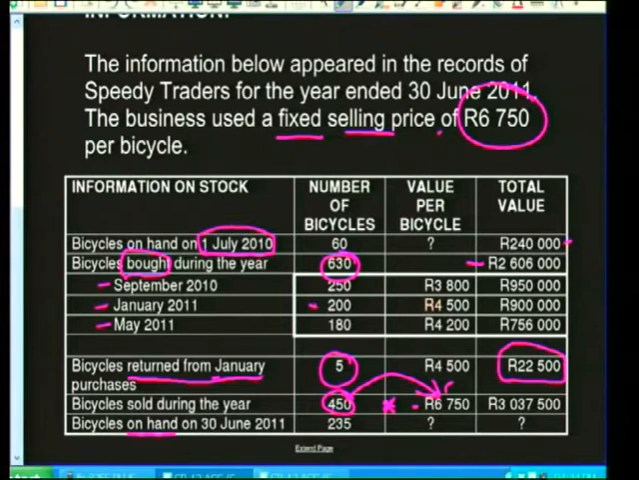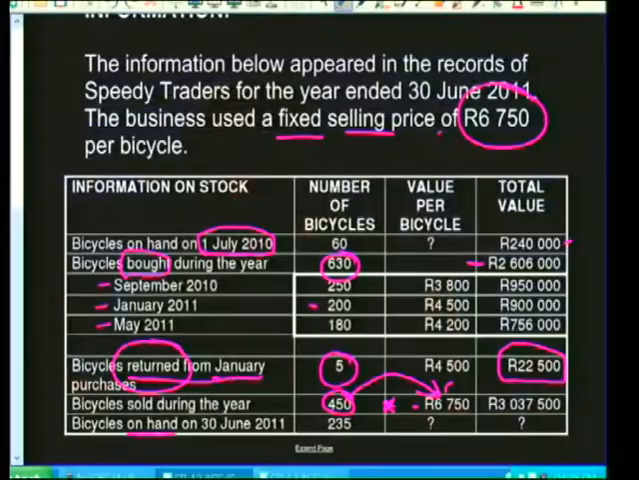This 22,500 Rand represents the bicycles that we have returned from January's sales. We don't know why we returned them. Perhaps the bicycles were not according to our specifications. Perhaps they got damaged or broken during transport. But the point is that we've returned these bicycles.